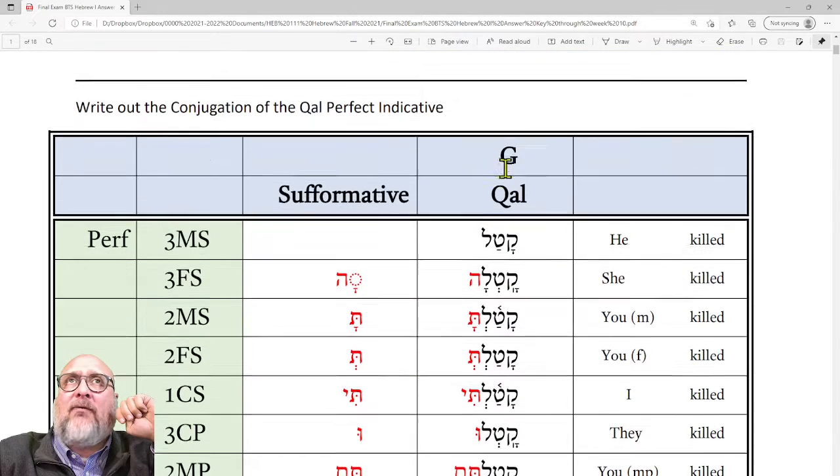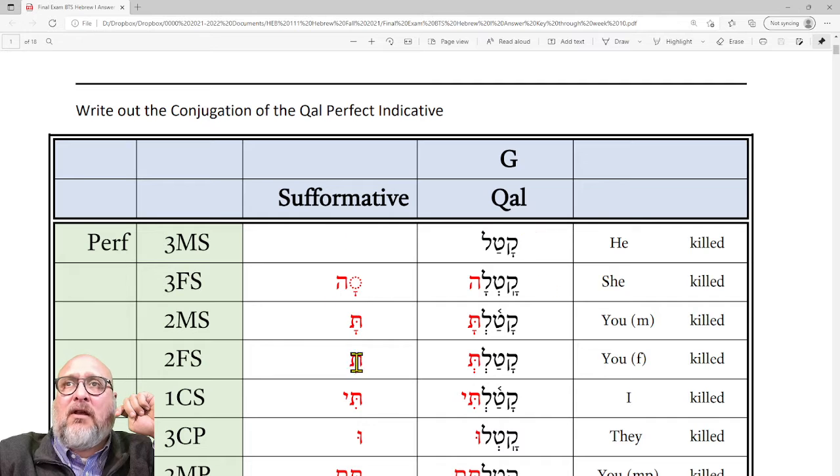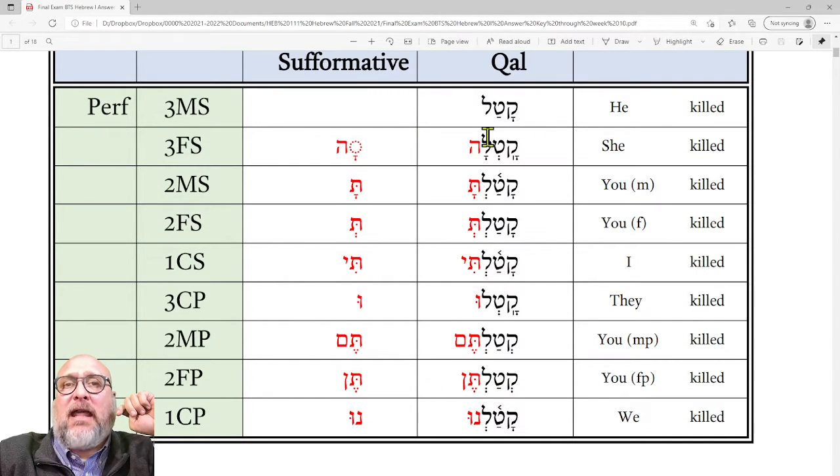Then I'll have this chart, the conjugation of the Qal perfect indicative. All these middle things will be empty, so you'll have this, but there'll be no words here. You need to be able to write the form and then what the endings are. You don't have to do it in two different colors. I just did it so you would be able to recognize it. So Katal, Katala, Katalta, Katalt, Katalti, Katalu, that's a common plural, Katalu, Kataltem, Katalten, Katalnu. And this is, of course, how you translate it. You should be able to say it and write it out.